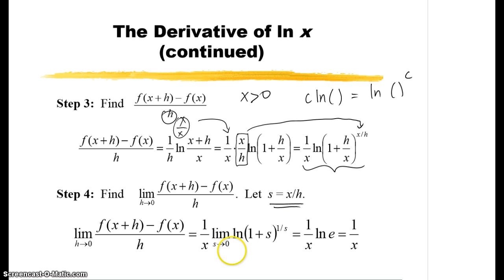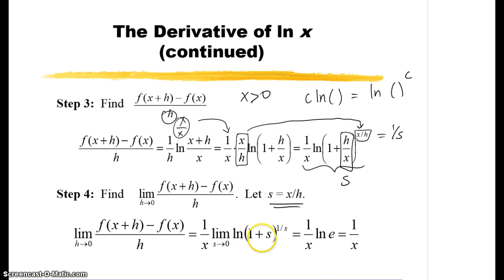If h goes to 0, s goes to 0. And what do we have? We have 1 over x, the limit as h approaches 0, of (1 plus s) to the power of 1 over s. h over x gets replaced with s, x over h gets replaced with 1 over s. And that's how we get (1 plus s) to the power of 1 over s. But what is that? That's 1 over x times ln of e.